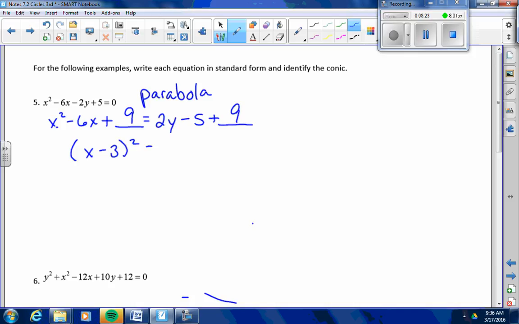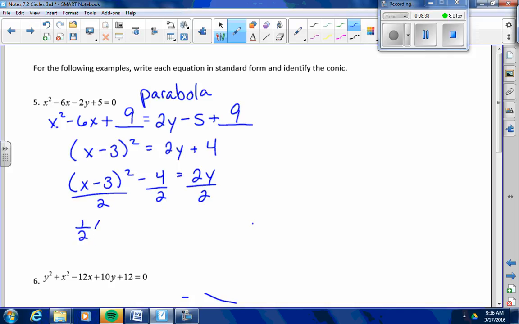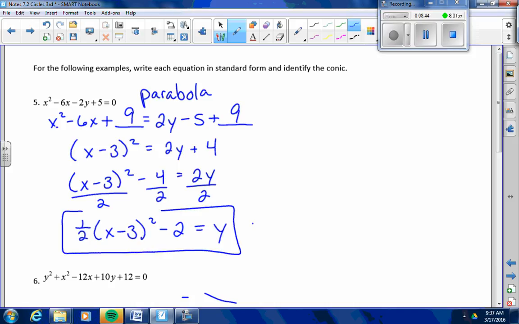(x - 3) squared equals 2y plus 4. Subtract 4 equals 2y, and then divide everything by 2. So we get 1/2 times (x - 3) squared minus 2 equals y. And there's our equation. And we already identified the conic by saying it's a parabola.